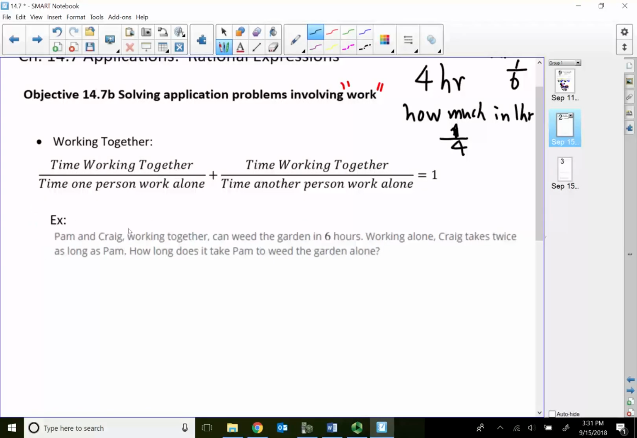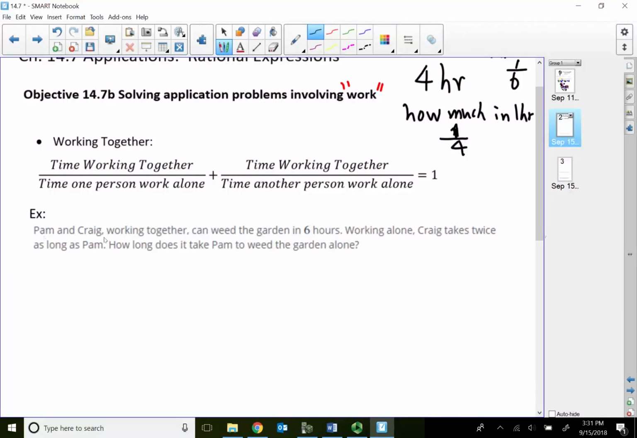So let's translate. Pam and Craig working together can weed the garden in 6 hours. So this 6 hours means working together, so that goes in the numerator. Whenever you read the wording working together, there's always a fraction bar, plus sign, and a fraction bar equal to one job. The time working together goes on the top, which is 6 hours.